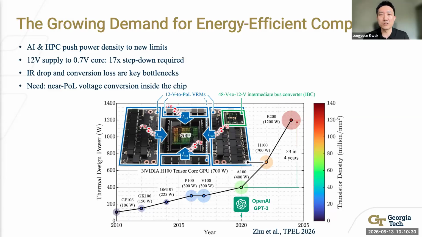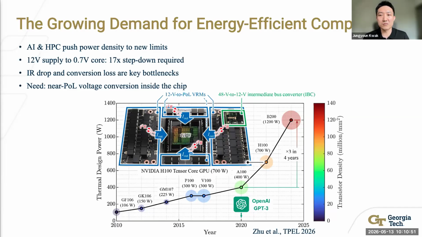The plot shows required power and transistor density over the years. The required power in GPUs has grown exponentially after ChatGPT came out in 2022. Both trends point in the same direction. The power delivery problem gets harder with every new generation.